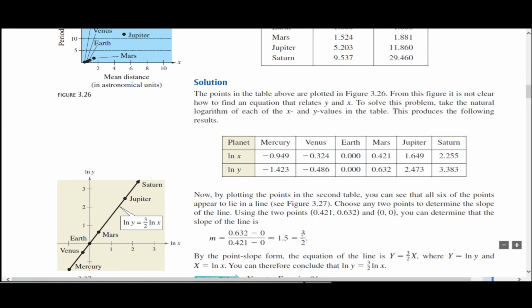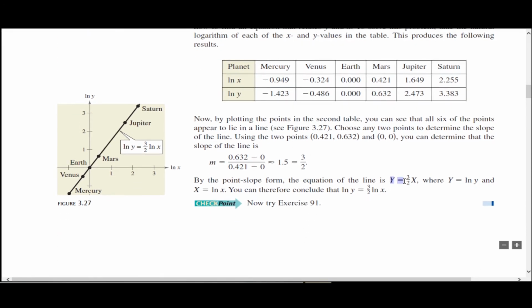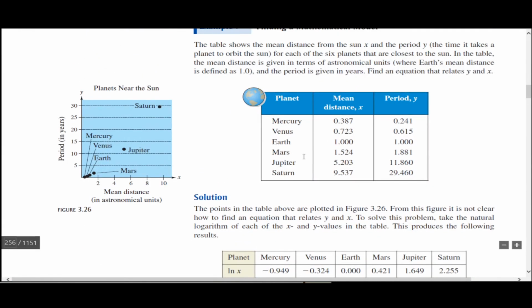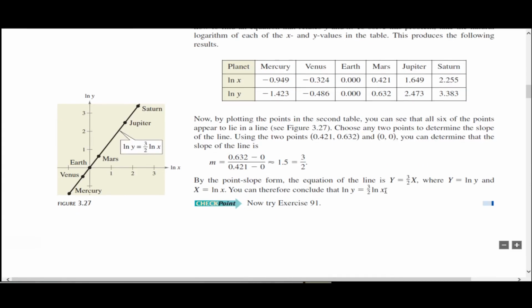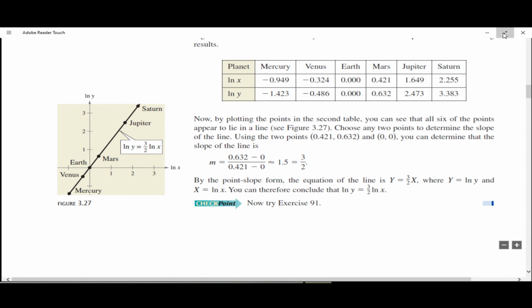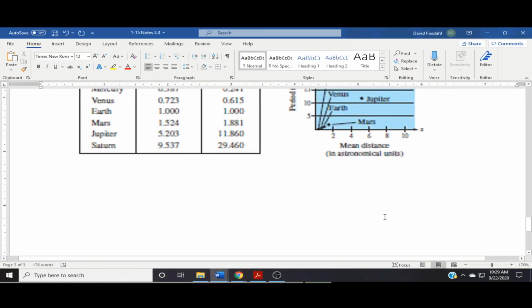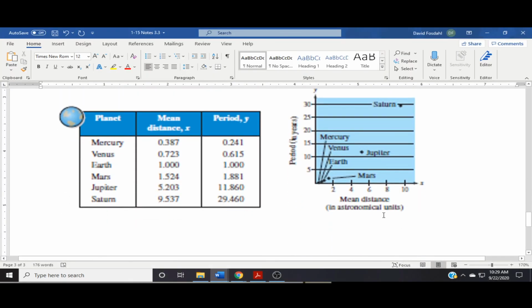Okay, slope of the line. And that gives us this, and that gives us this, and our conclusion is therefore this equation right here. Okay? That is, the line that goes through this point is actually ln of y equals 3/2 ln of x. Okay. So that is our final answer.